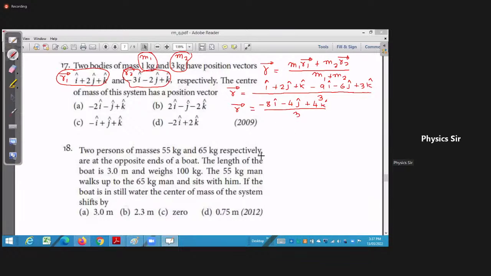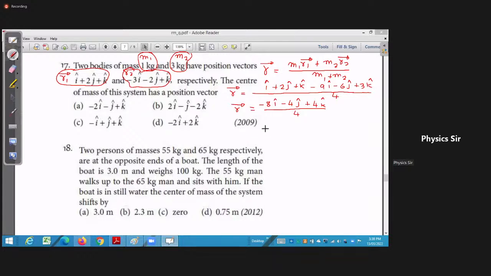I think I'm doing it correctly. Minus 8i minus 4j plus 4k. What wrong have I done? Yes, it is correct. It is absolutely correct. Yes. Okay, understood? Now it is correct or not?